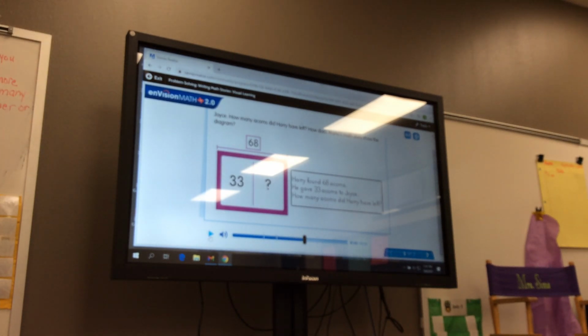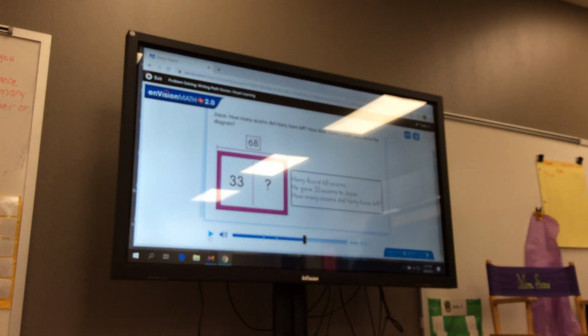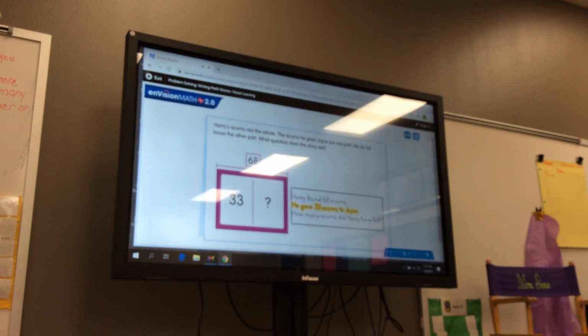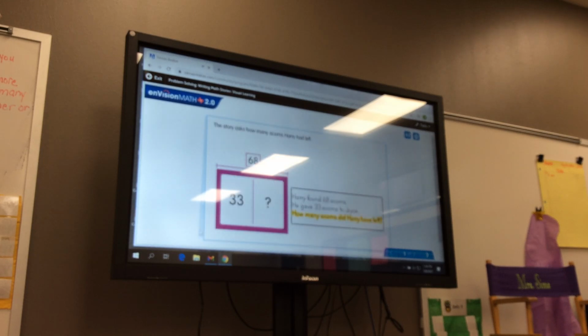These are the things you have to include depending on the type of story you have to do. All right. Let's move on. Harry's acorns are the whole. The acorns he gives Joyce are 1 part. We do not know the other part. What question does the story ask? Okay, how many acorns did Harry have left? The story asks how many acorns Harry had left.